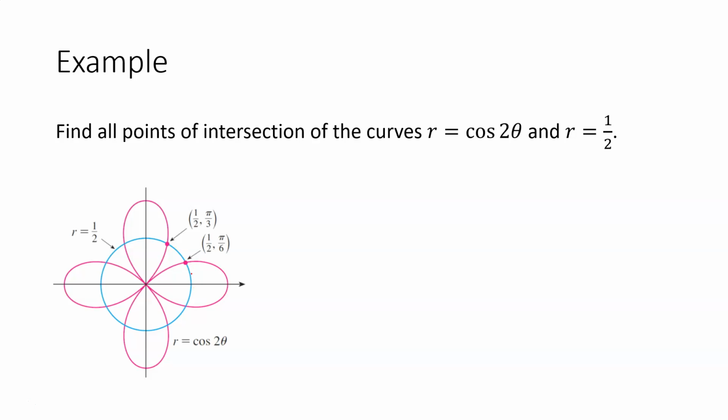Well, we can see from the picture that the two curves are going to intersect at these 8 points, right? We can see them here. There's 2 in each of the 4 quadrants. Let's think about how we can solve for each of those intersection points.